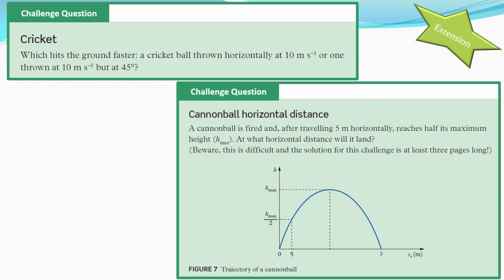Okay, there's a couple of slides here of some extension stuff, some challenge questions. I do encourage you to go and have a look at these, pause the video and check it out. And for example, that first one there about a cricket ball, is it thrown horizontally at 10 meters a second or one thrown at an angle? If I throw it that way at 10 meters per second or that way at 10 meters per second, which one's going to hit the ground faster? Have a crack at it, check it out. Think about what we've said before about objects that are pushed off a table versus thrown horizontally.